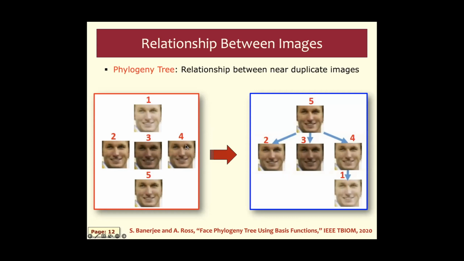So the set of 5 images, unordered, are now ordered in this fashion based on an algorithm that I will discuss shortly. So what happens here is you're able to identify what is the original image, and you're also able to state that images 2, 3, and 4 have actually been derived from 5.